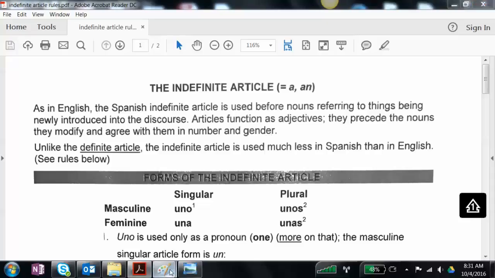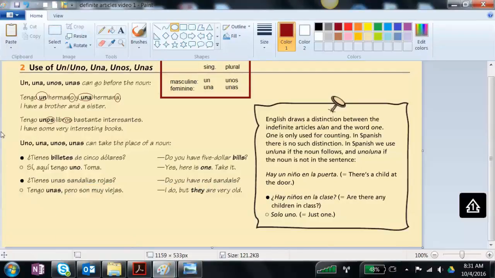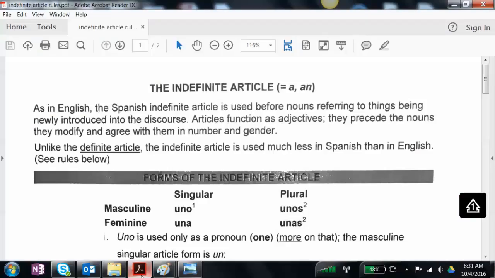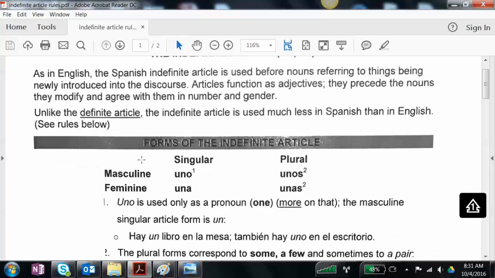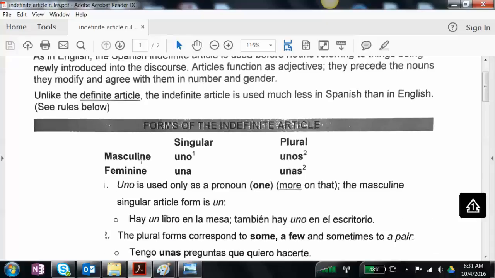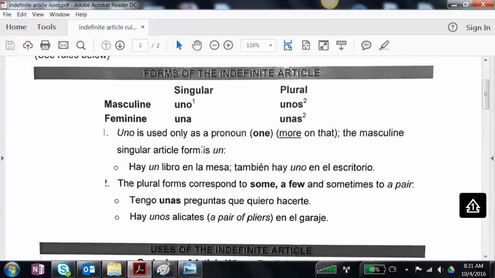It's a lot of jargon to simply explain that if the noun that's being described with the indefinite article is masculine and singular, then you're going to use the masculine singular spelling of the indefinite article. If the noun being described by the indefinite article is feminine and singular, you need the feminine singular spelling, just like you do with your adjectives. That's whatever they mean when they're saying agreement, okay? Unlike the definite article, the indefinite article is used much less in Spanish than in English, so it's going to be used much less. So here are some of the examples.